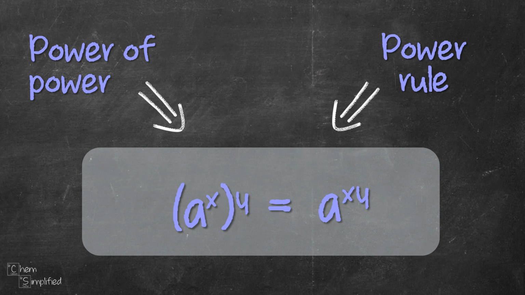To recap, when raising a power to a power, simply multiply the exponents.